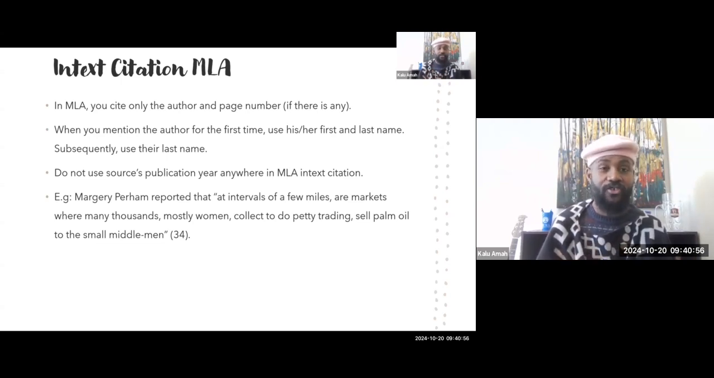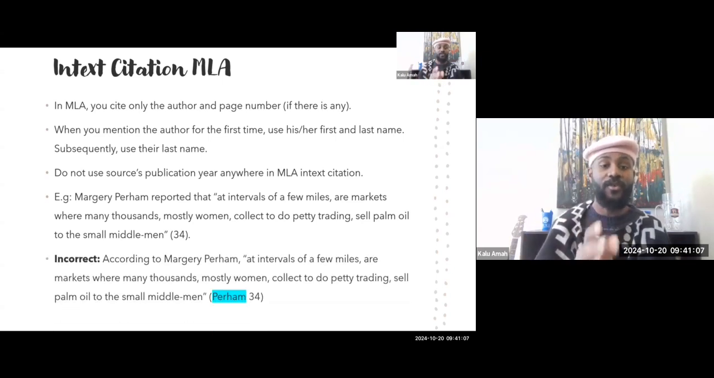No year of publication. Because they are mentioning this author for the first time, they are including her first name and her last name too, Margaret Perham. But if they should mention this author subsequently, they will only use Perham. Subsequently in the same essay, they will only use Perham.